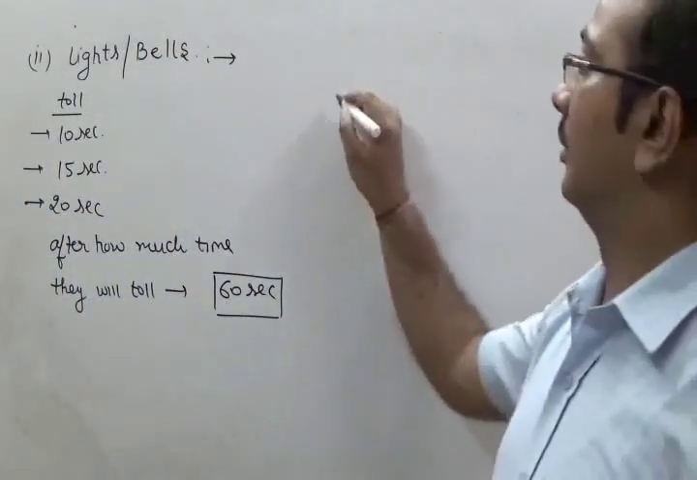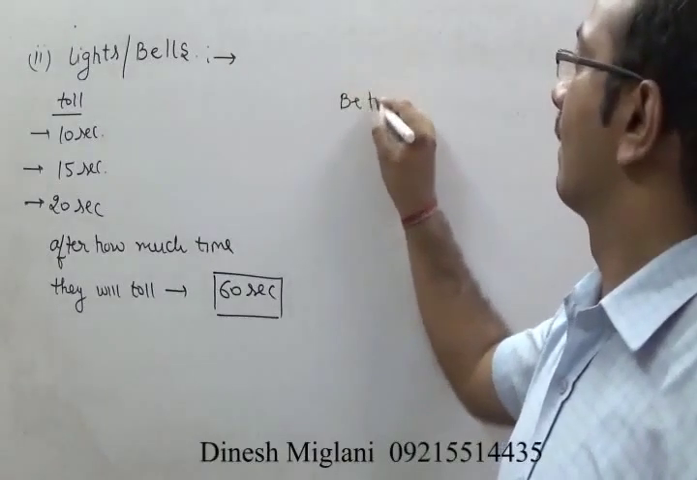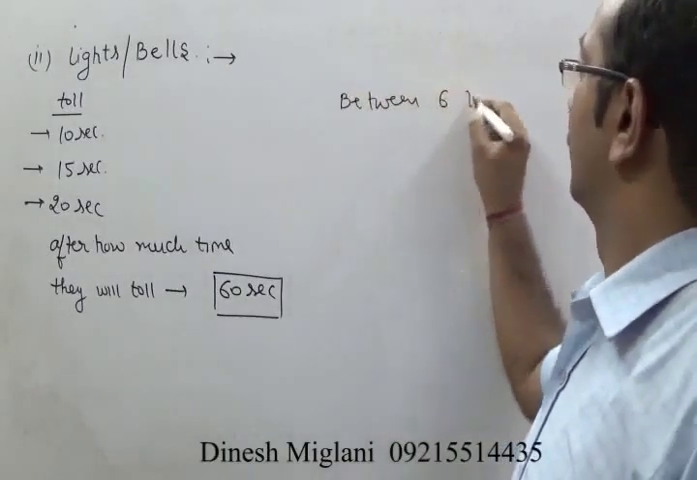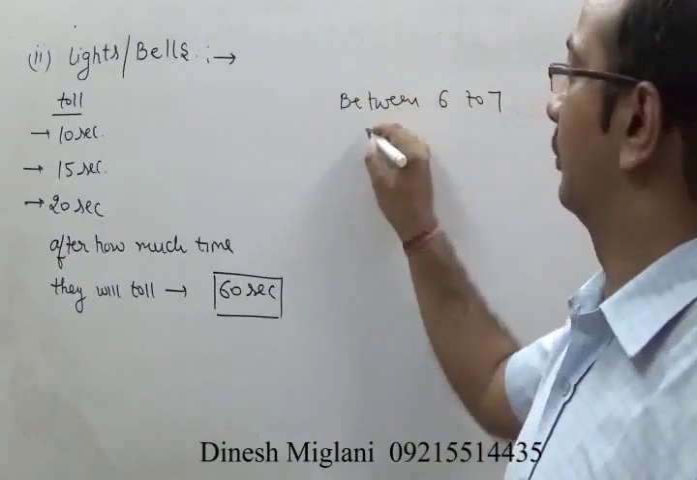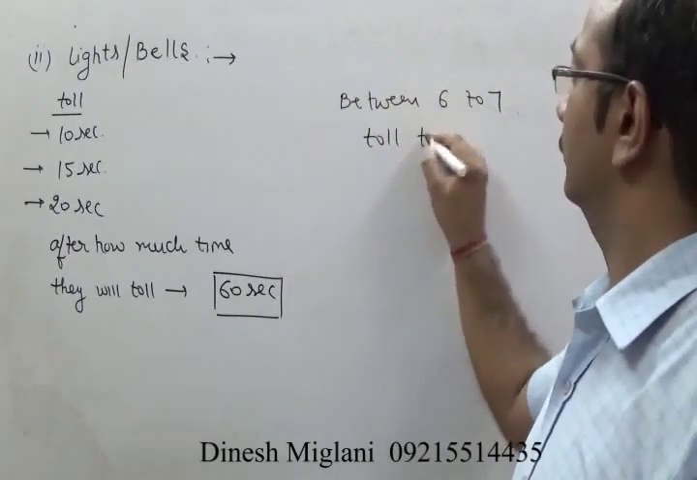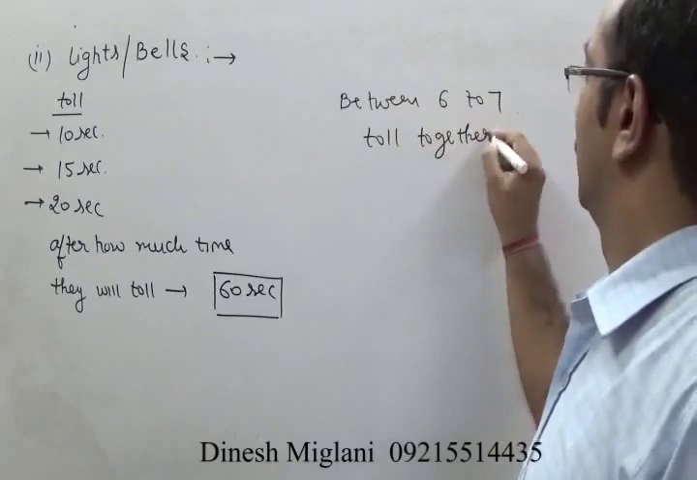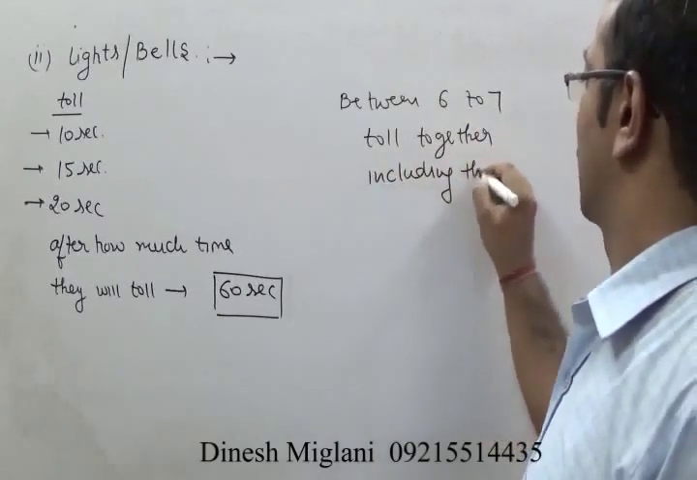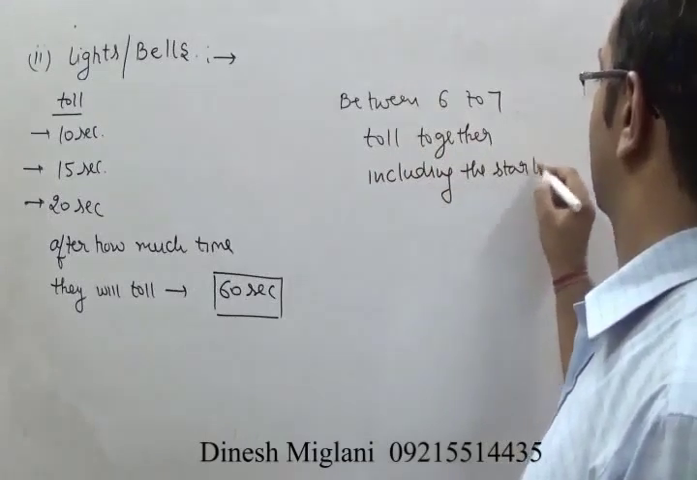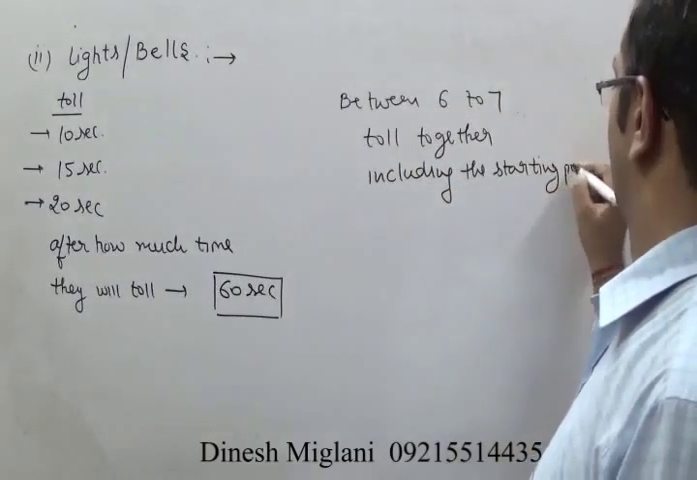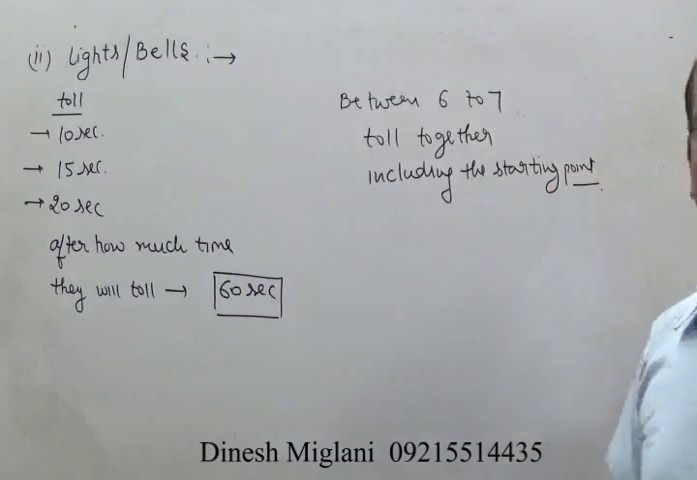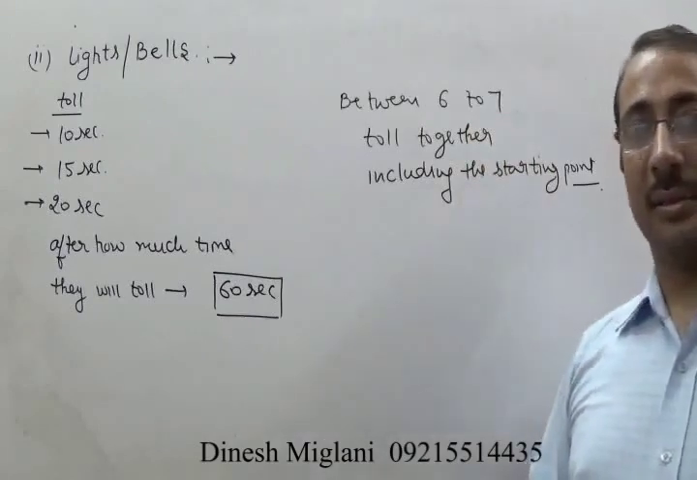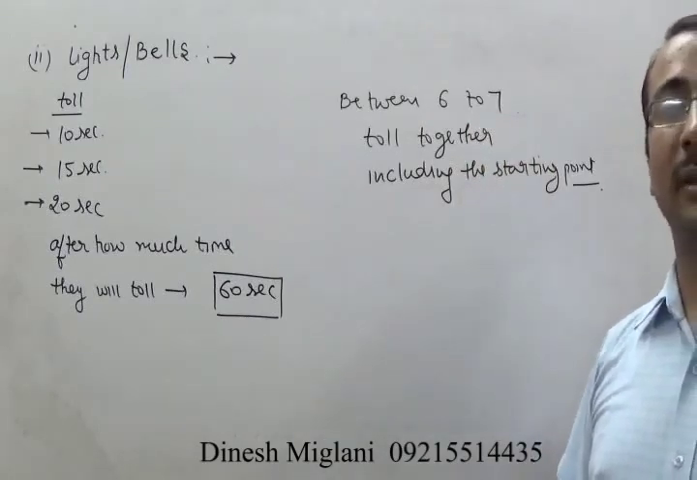It is given that between 6 to 7, for how many times do they toll together, including the starting one at 6, including the starting point at 6. Now from this we infer that they toll after every 1 minute. In 6 to 7 there are 60 minutes. Generally our answer would be 60 times.